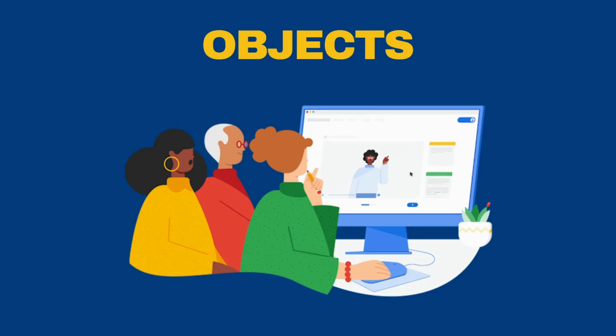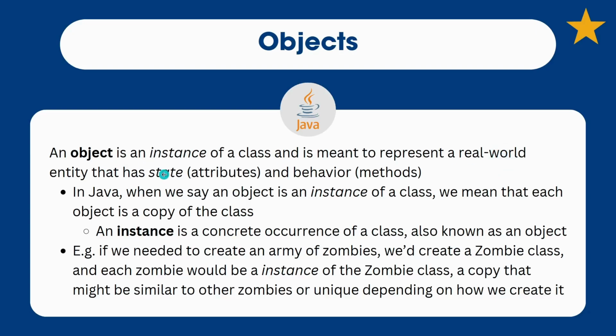The best place to start when we're talking about Java classes is, of course, objects. An object is an instance of a class, and it's meant to represent a real world entity. We're going to talk about the term state and how it relates to the attributes, and then behavior and how that relates to methods. So, object and instance are actually synonyms. An object is an instance of the class, meaning it's a copy of the class. An instance is a concrete occurrence of a class, also known as an object. So, instance, object, they're really just synonyms.